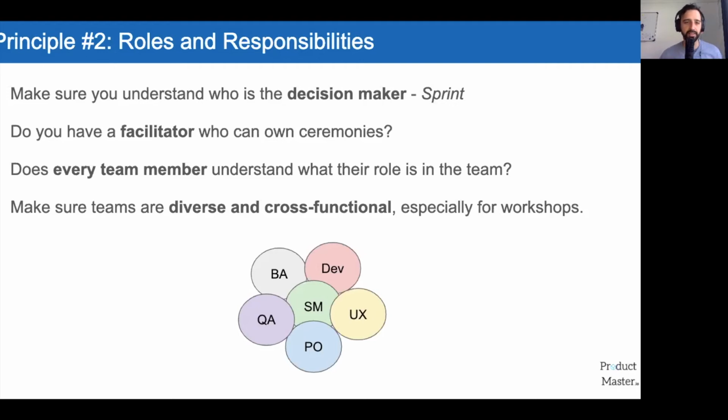If we think about my episode with the Pocket Guides, Jay Allen and Kirsten, they talk about the facilitator and the importance of having one, not only in remote spaces though. Right. Does every team member understand what their role in the team is? Do they understand what they're bringing to the table? Also very important. Make sure that everyone knows where they are sitting, and then make sure teams are diverse and cross-functional, especially for the workshops.